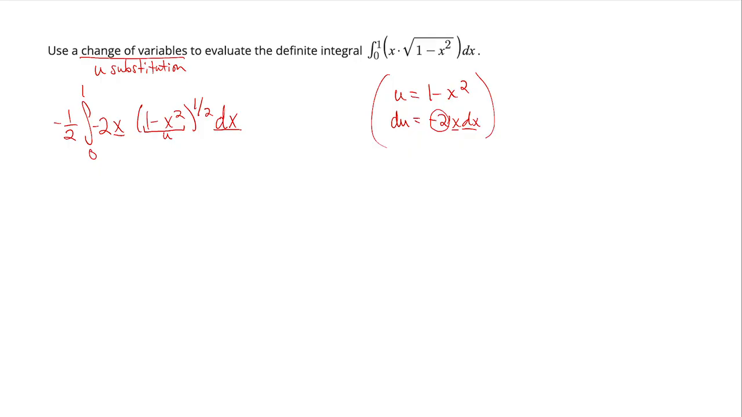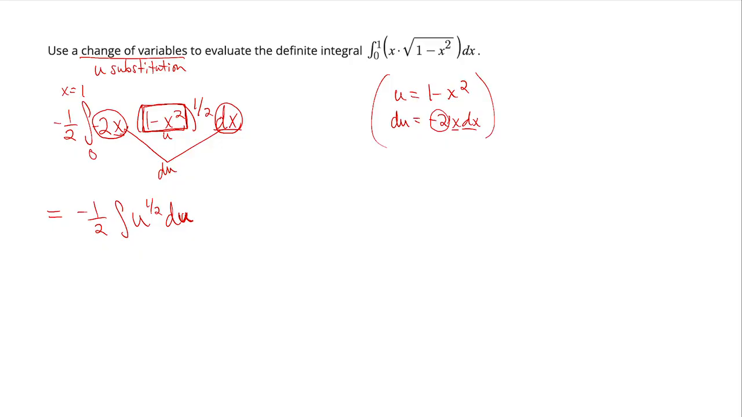Okay, so I have these two pieces being equal to du. This in here is my u, so that'll be u to the 1/2. So I've got negative 1/2 integral u to the 1/2 du. All right, so now I need to get my new bounds of integration.